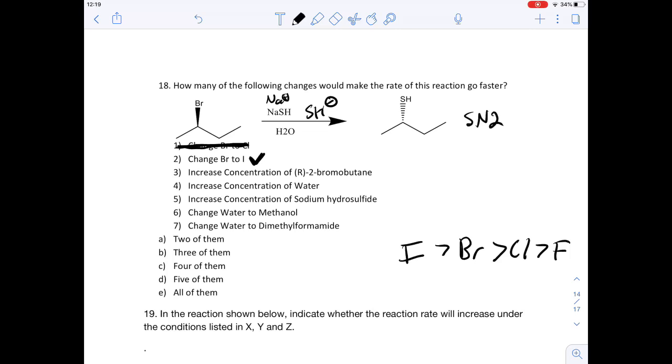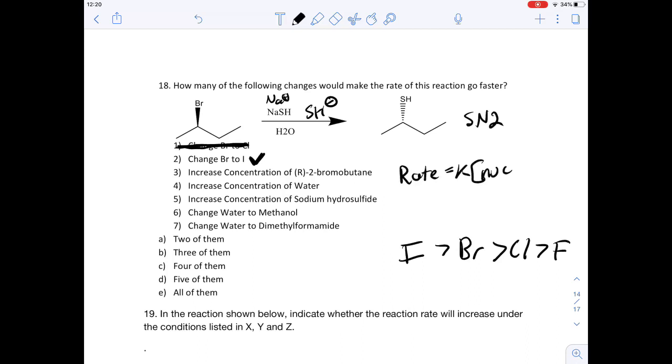I know you see H2O as a polar protic solvent. However, sometimes people include H2O under the arrow as a way of saying this is a counterion that is formed throughout the reaction. So don't worry too much about the H2O. Focus more on the nucleophile and the stereochem, and you'll be able to address which reaction it is really, really easily. So number 3 says increasing the concentration of R-bromobutane.